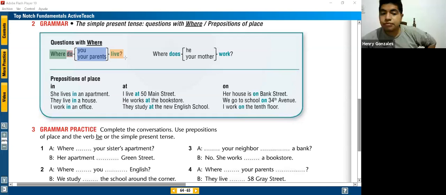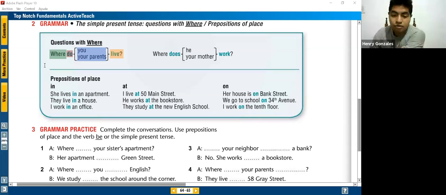Or, where does he work? ¿Dónde trabaja él? Where does he work? And that is the right question, right? Okay? So, students, this is about the questions.